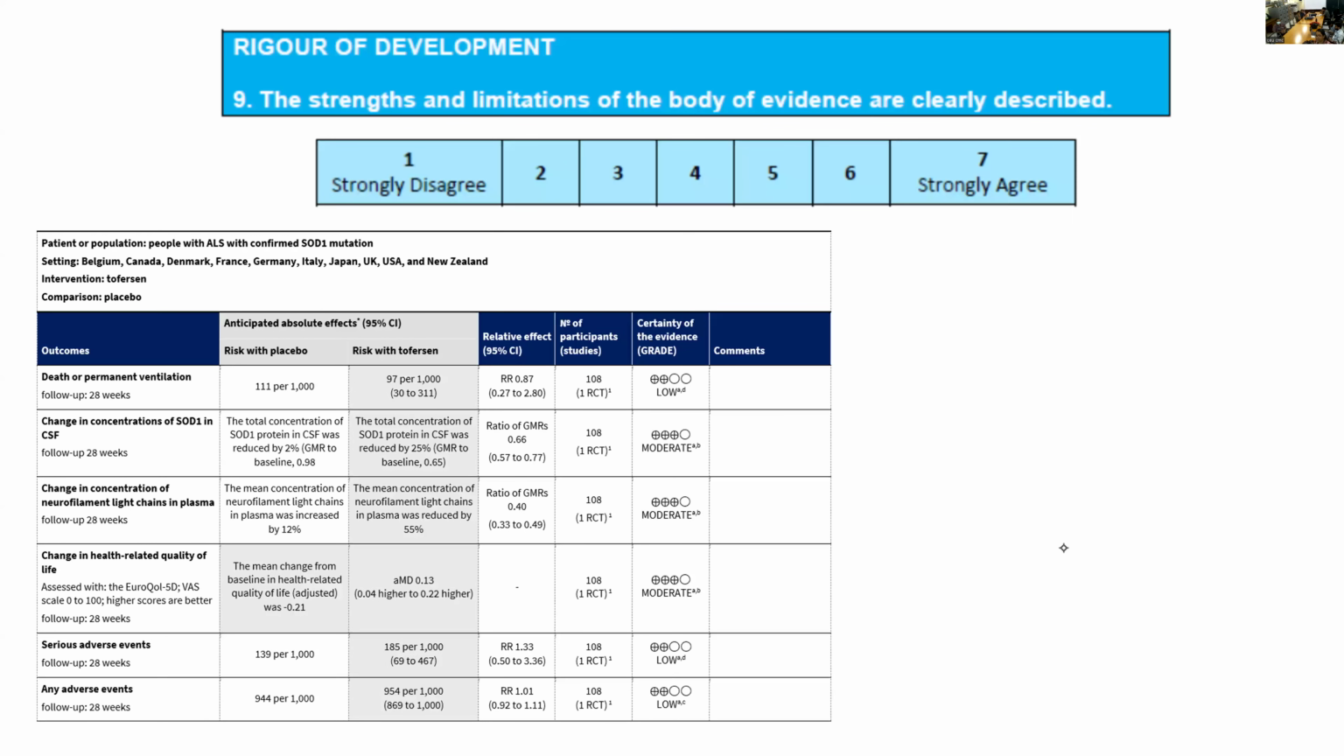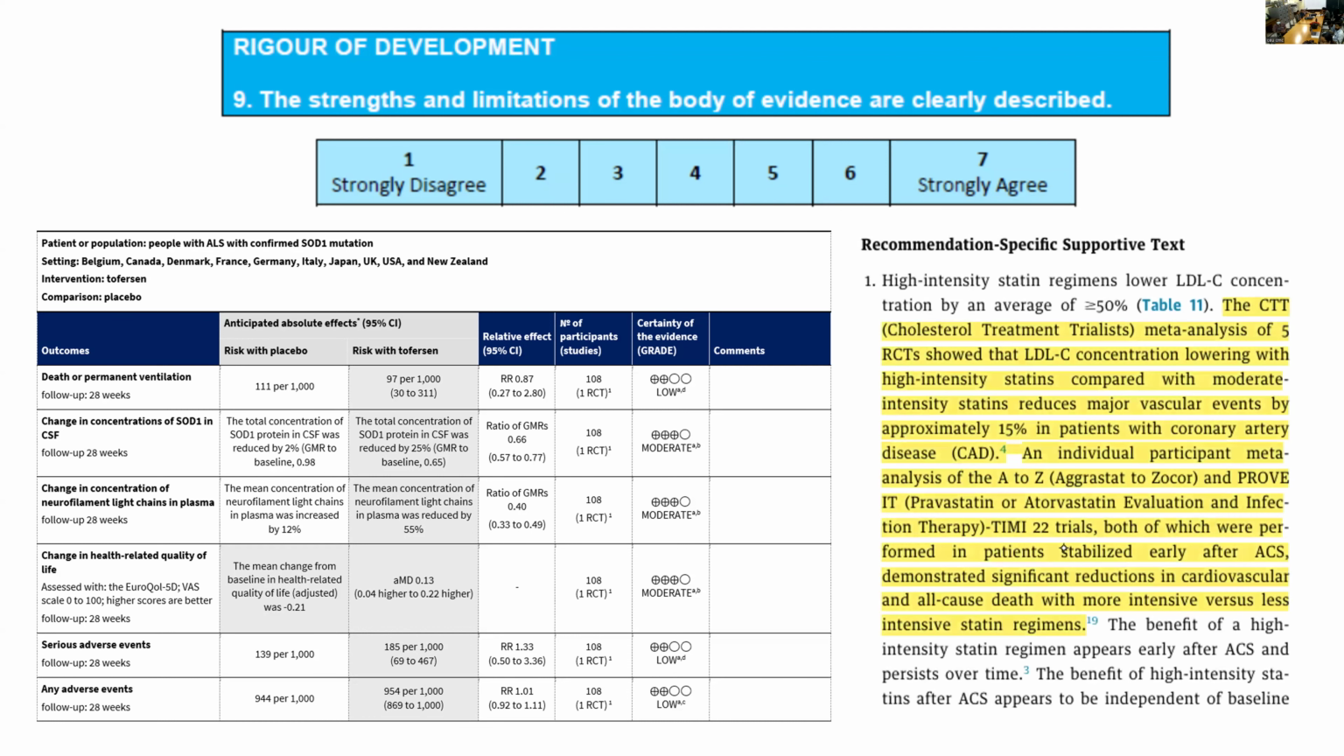this picture is from another guideline. This is from the European Neurological Society guideline on management of ALS. This is how an ideal picture to answer this question should look. The outcomes and absolute effect, relative effect, number of participants in the studies, certainty of evidence, and comments on it. However, what I have is this, which I had shown earlier, that there were meta-analyses of 5 RCTs, in a very superficial manner. So I had rated them a 3.